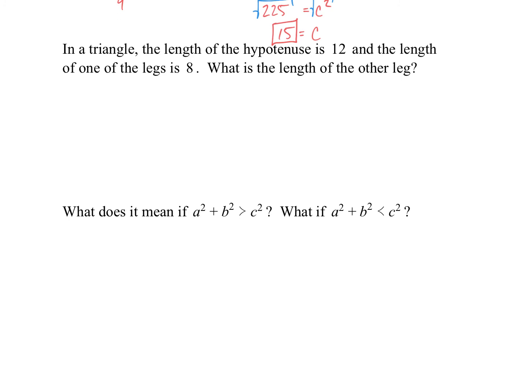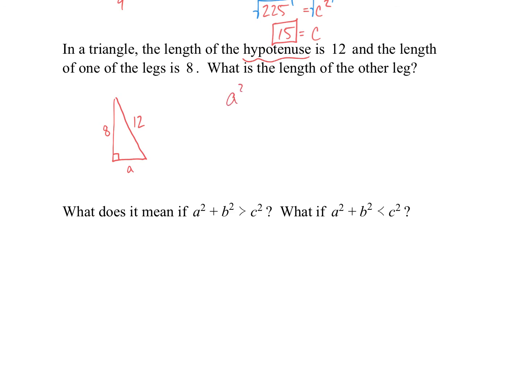In a triangle, the length of the hypotenuse, now we're told that it has a hypotenuse, so that's how I know it must be a right triangle, because if it has a hypotenuse, it's got to be a right triangle. The hypotenuse has a length of 12, and the length of one of the legs is 8, and I would like to know what is the measure of the other leg.